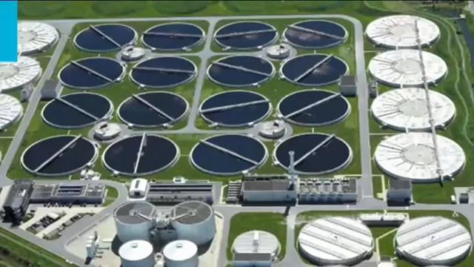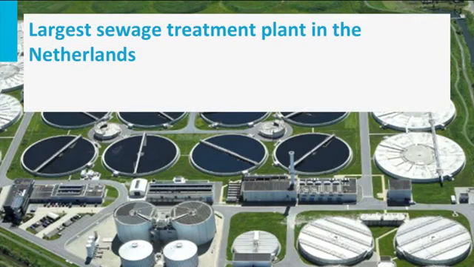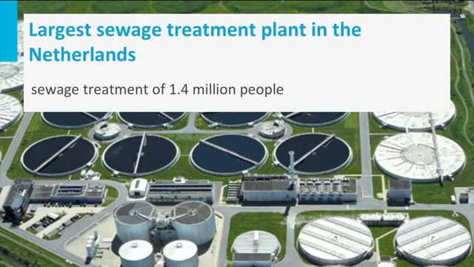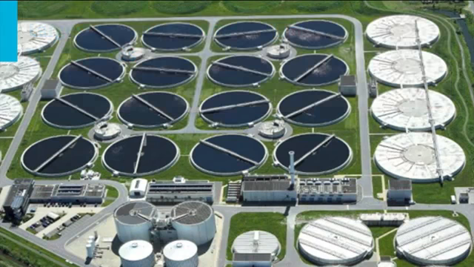What does a sewage or wastewater treatment plant look like? This picture shows the largest sewage treatment plant in the Netherlands, here in Delft. It has the capacity to treat the sewage of about 1.4 million people. It's a modern treatment plant that removes organic matter as well as nutrients, phosphorus and nitrogen, from the used water up to the restrictions set by law. This picture looks great, right? But how does it function?